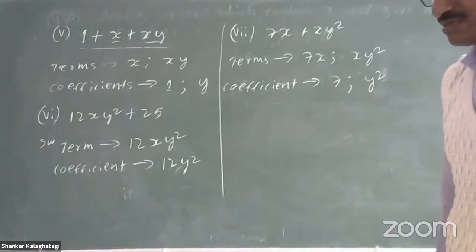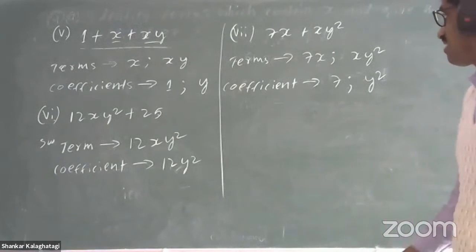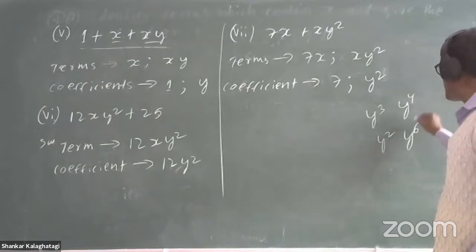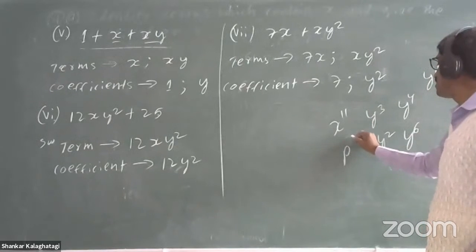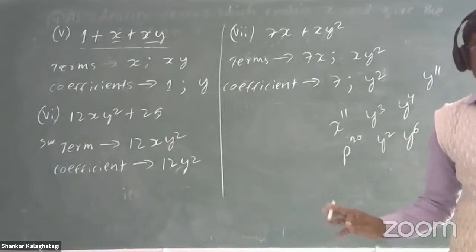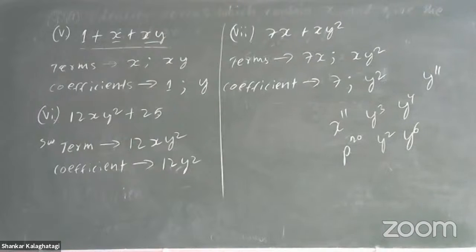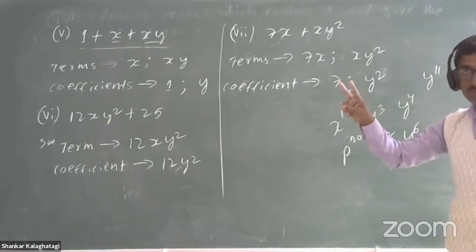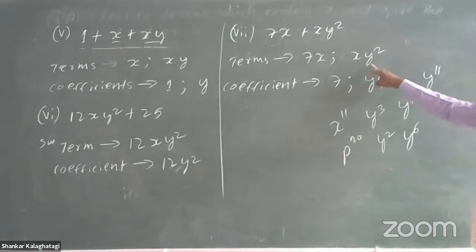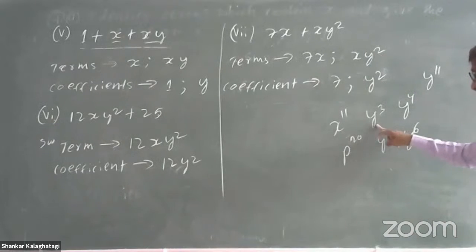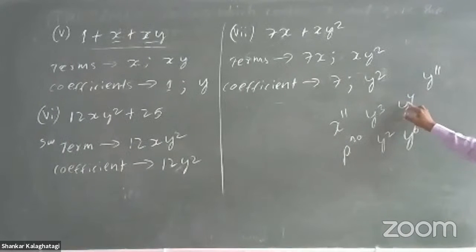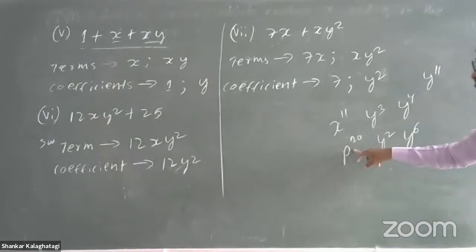Where are you, baby? Anju akka. Y square you learnt in 5th, 6th. Y cube, y square. The rest are y to the power of 4, y to the power of 6, y to the power of 11, x to the power of 11, p to the power of 20. Like this, you have to learn. You must learn how to read these algebraic expressions, terms, and all that. Y to the power of 2 or y square, y to the power of 3 or y cube you can say. Only power 2 and power 3 have special names.